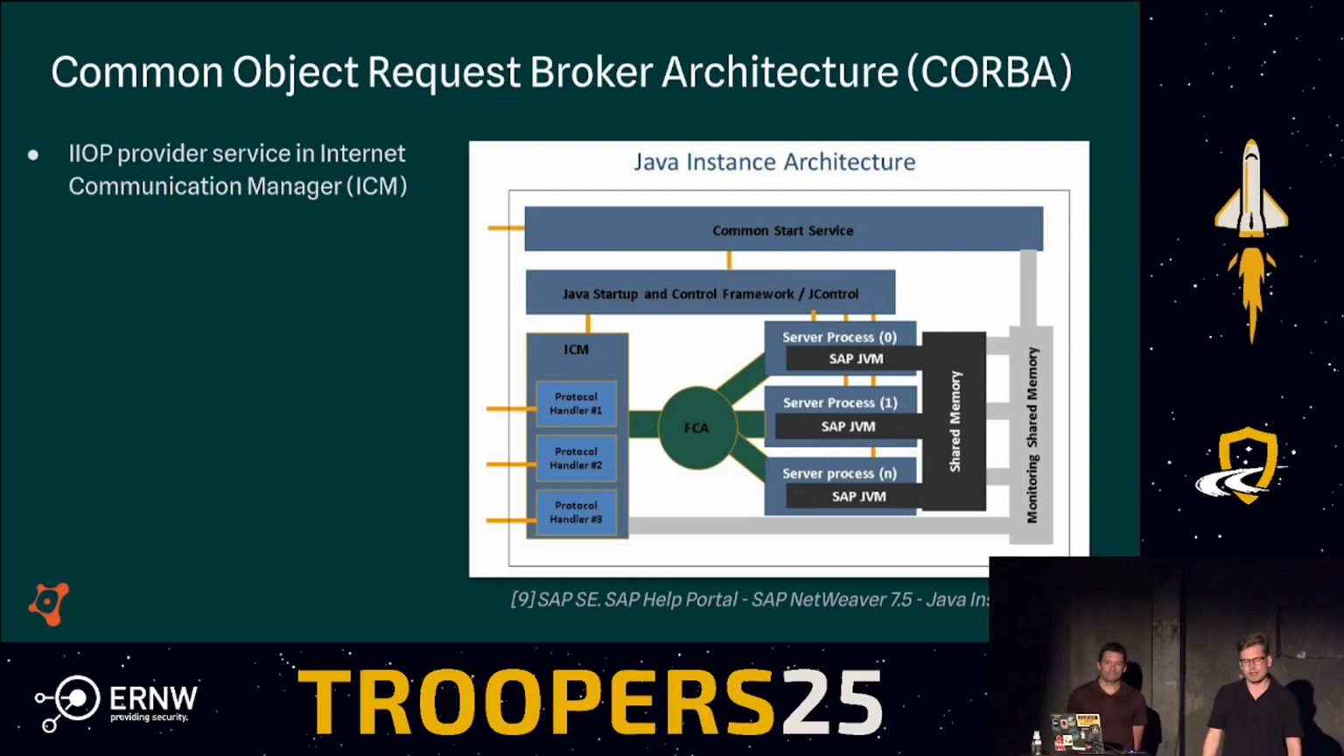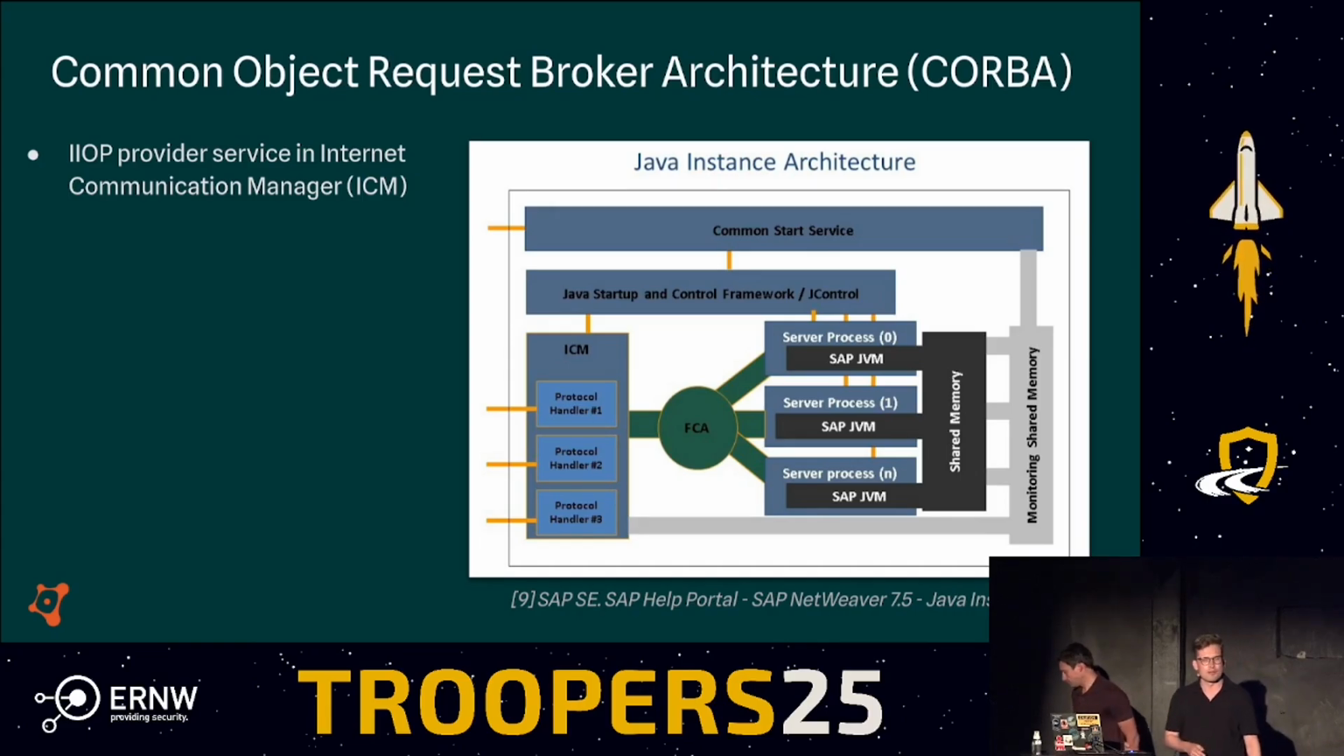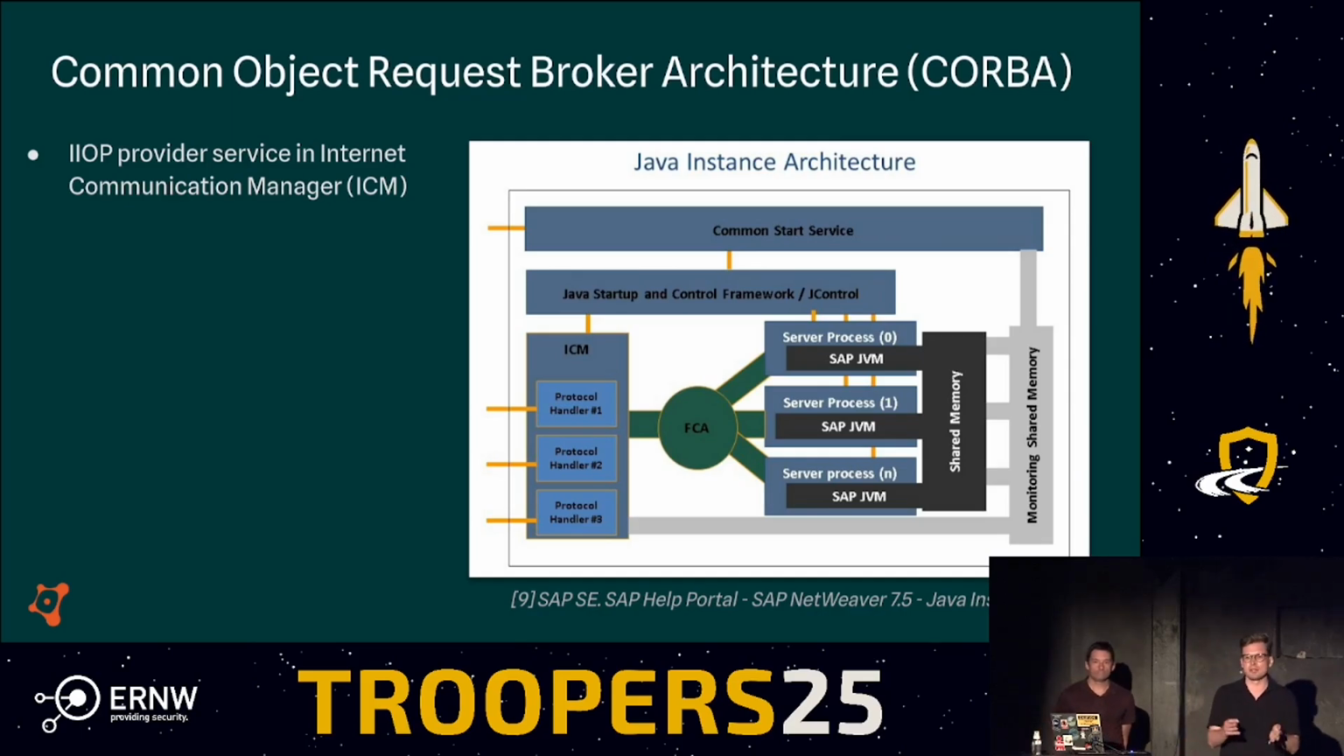Now, when we get back to our target here and how this is implemented in SAP's application server, we first have to understand where it is implemented, right? And for that part, we can take a look at how a Java instance looks like on the right-hand side. Most importantly, the first thing is that we have the Internet Communication Manager, or short ICM. And the ICM is a binary or service that provides means for general communications with external systems. And you can speak HTTP with that service, but you can also speak IIOP with it.